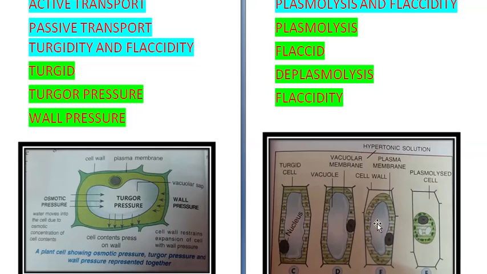See over here, the plasma membrane has withdrawn from the cell. So this condition where the shrinkage of cell contents has taken place from the cell wall is said to be plasmolysis, and the state of the cell is called flaccid. The condition of the cell is called flaccidity. So flaccidity, if you look at it, is the reverse of turgidity.